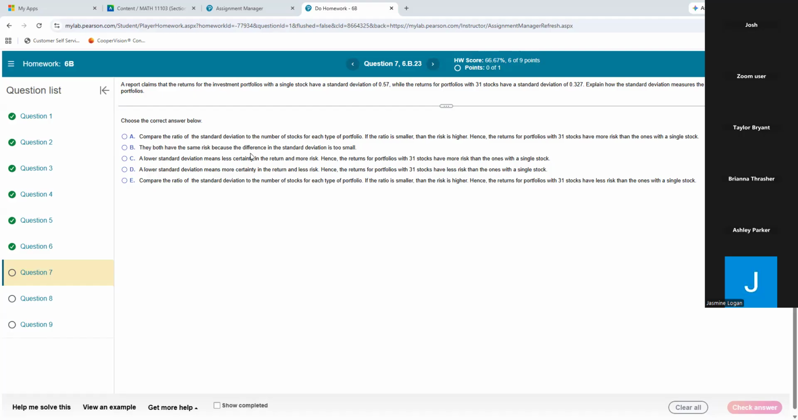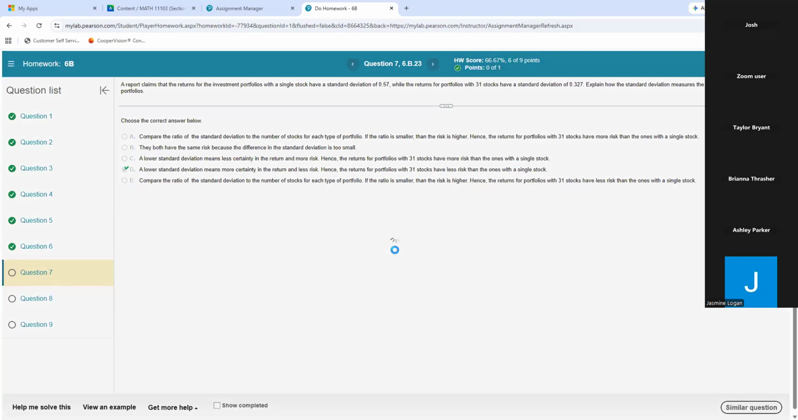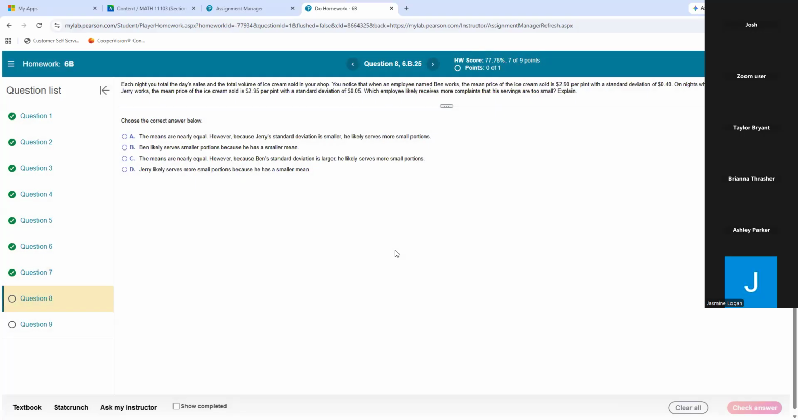All right, y'all. So it looks like the standard deviation of 0.327 is lower than a standard deviation of 0.57. So there's less variation. So lower variation would mean less risk. So let's see. So y'all, that looks like D, right? So remember, you're looking at how high to how low those variations are on those.